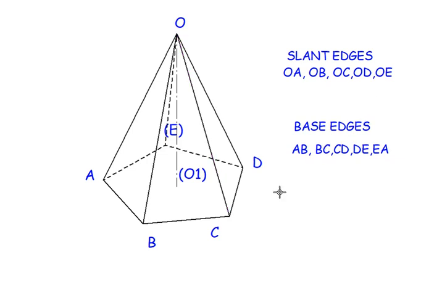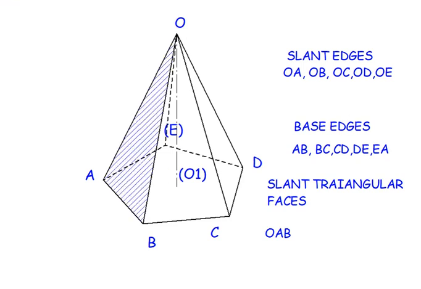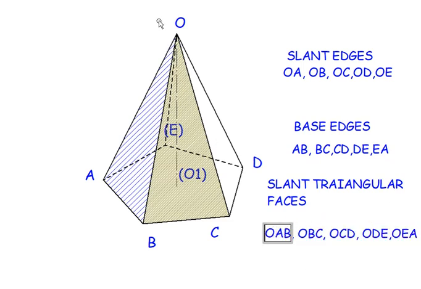Similarly, there is one more thing, the lateral faces. Here, for the pyramid, we consider the slant triangular faces, which are OAB, then OBC, then OCD, then ODE, then OEA. These are the triangular faces.